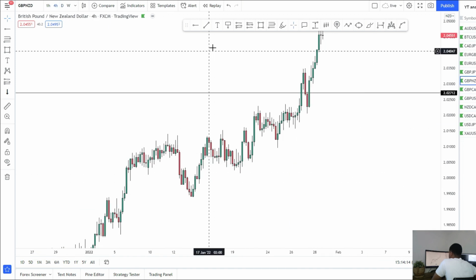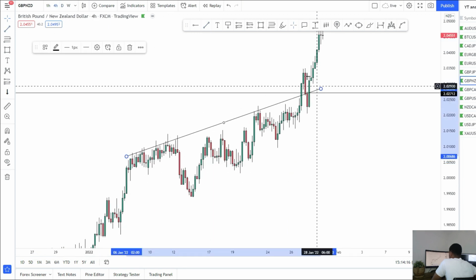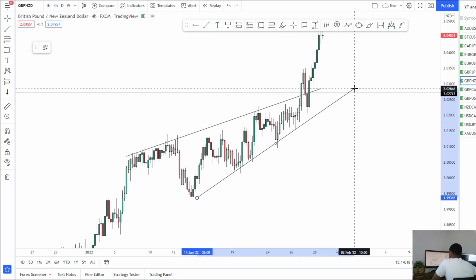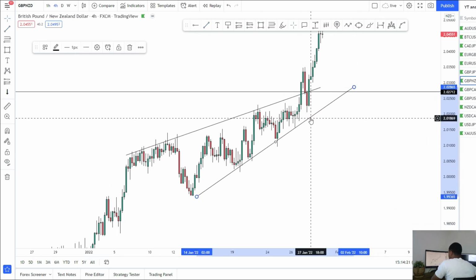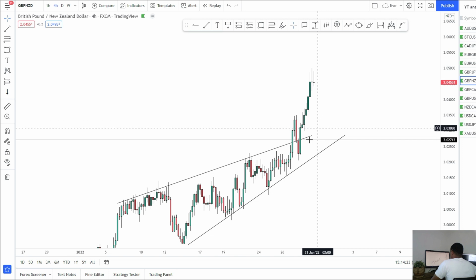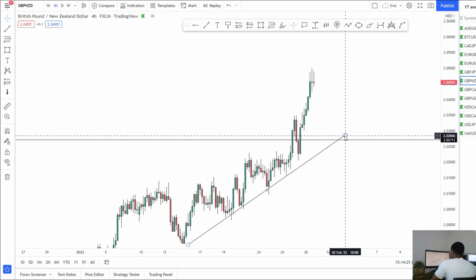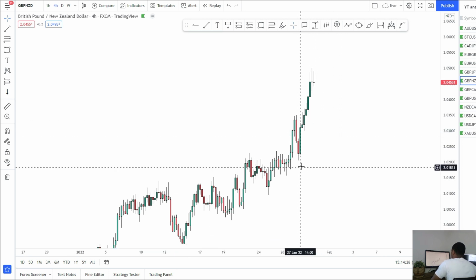We were forming a nice ascending channel here, and I was looking for if the market can break out of this and see some nice downside. However, we failed, and the market picked up a lot of bullish momentum towards the end of the week there. So still looking bullish here for pound NZD, not holding that level.